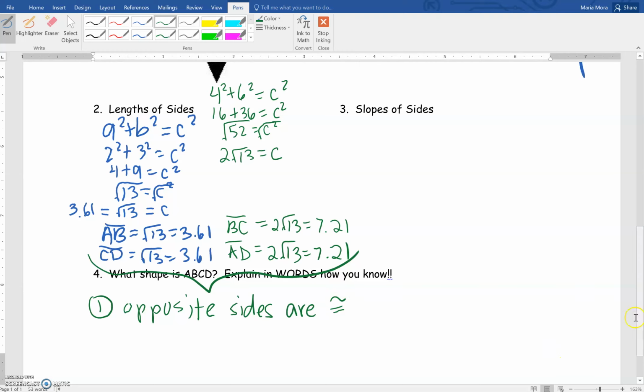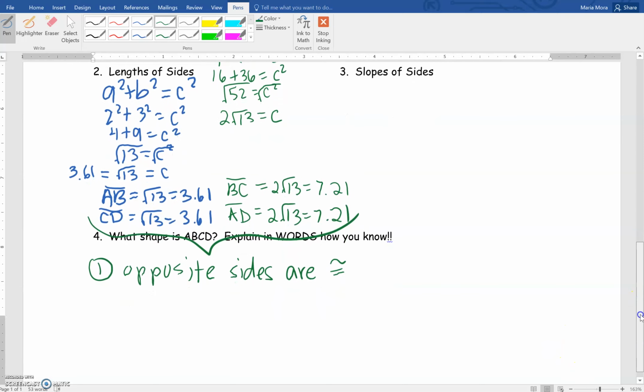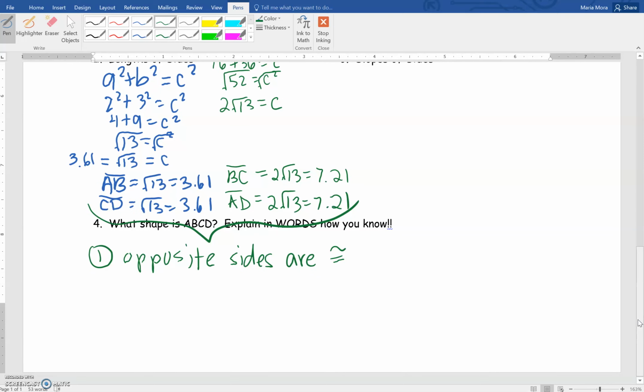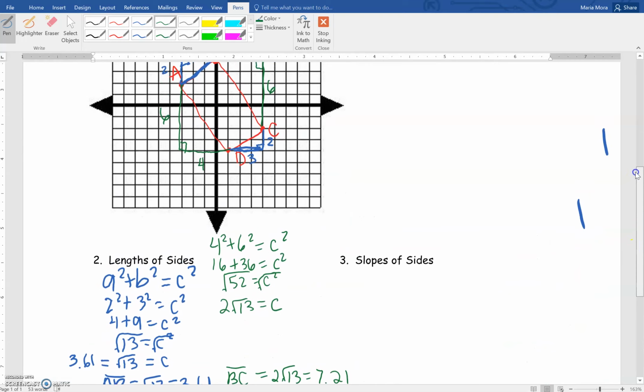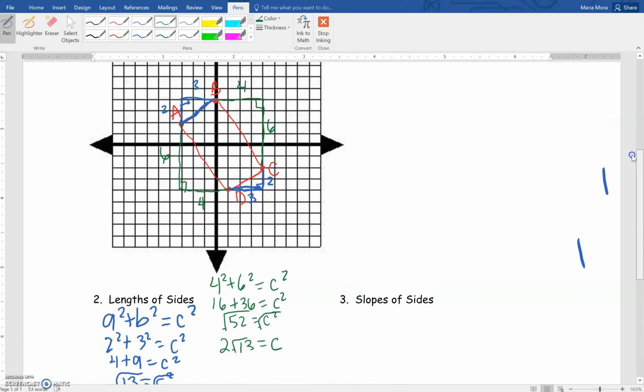Okay, so now I know that of all the quadrilaterals, the only shapes where opposite sides are congruent but where not all of the sides are congruent would be either a parallelogram or a rectangle. So I am in between those two shapes. Well, what sets them apart? Several things set them apart. One of the biggest things are the right angles in a rectangle. So we need to find the slopes of the sides and see what happens.